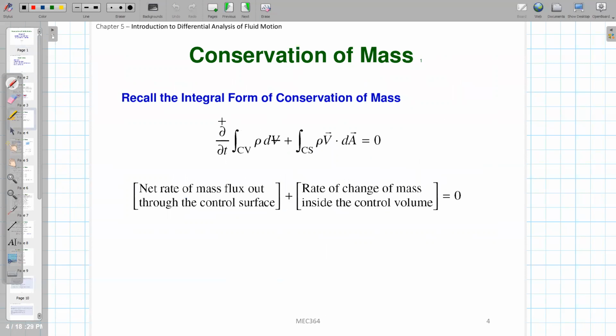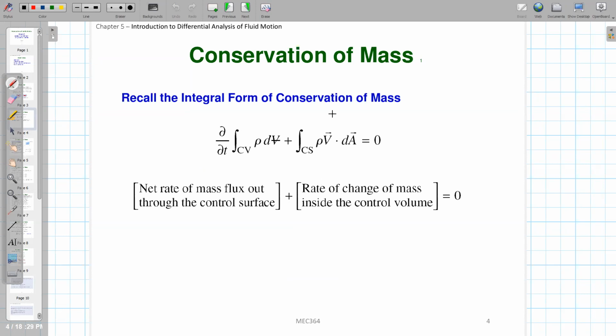For example, we're using mass conservation as an example. You see that the first term is the integration of density over the control volume. The second term is an integration of the mass flux term on the control surface. So they are all integral form. And the integral form has advantages and disadvantages.